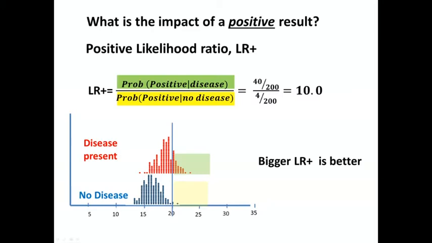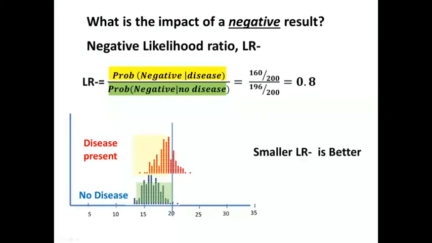So we can see for the people that have disease, there's quite a good probability that they would have a positive test result, and a very low probability for those who don't have disease. There's very few dots to the right of the threshold there. So very low probability of having a positive result given that they don't have disease. So the likelihood ratio here is very high. It's about 10. So in terms of a positive likelihood ratio, bigger is better because it will move you to a state of higher certainty.